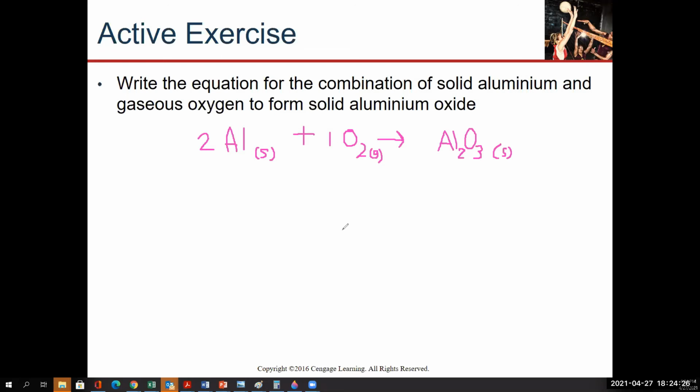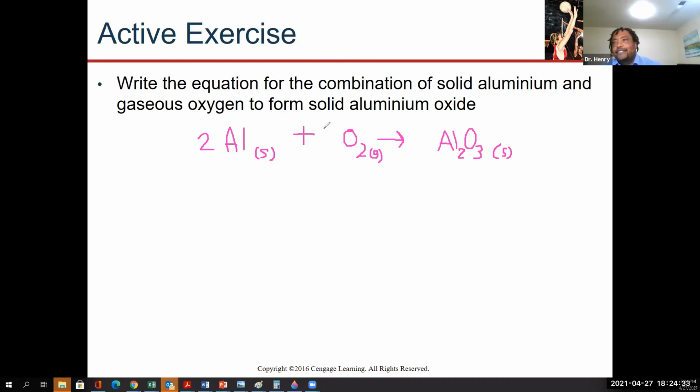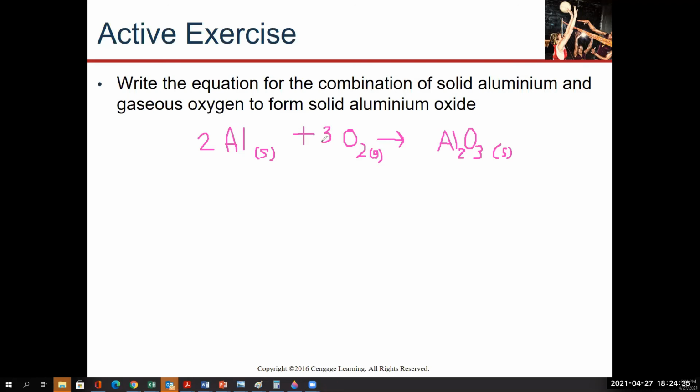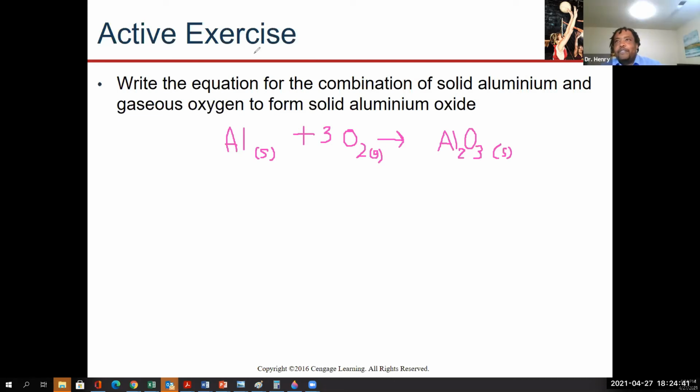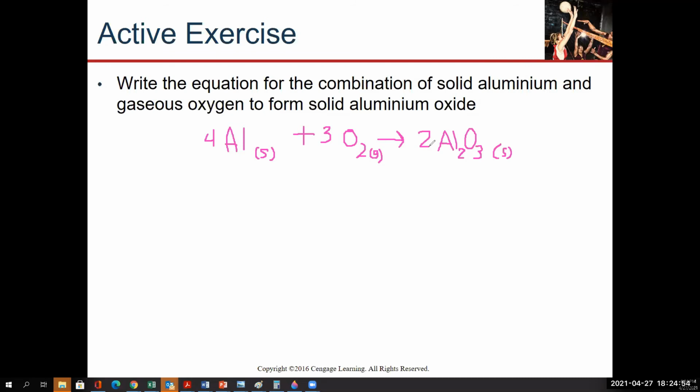Okay, is that balanced? No. Put a 3 in front of the O2. Put a 3 in front of the O2. Okay. Put a 4 in front of Al and then a 2 in front of Al2O3. Okay. I heard 4 in front of the Al, and then a 2. Okay. Now is that balanced? Yeah. Yes.